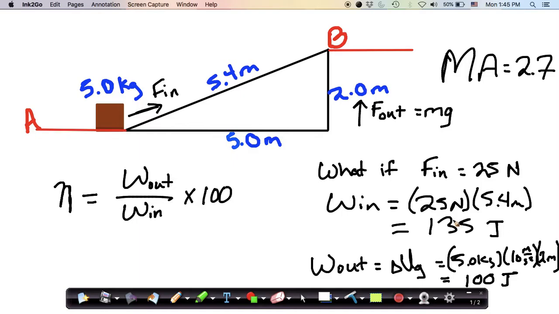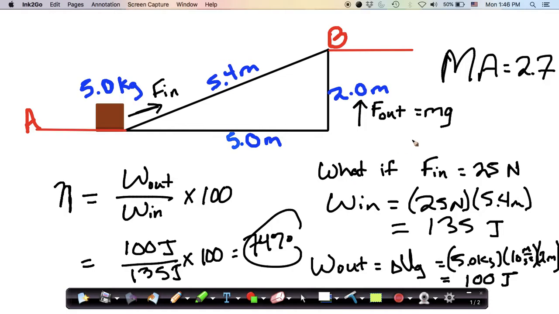But back over to this idea of efficiency, we can set up a ratio of the output work, the 100 joules of work done on the box, to the total input work done by the pushing force, which is 135 joules, and express it as a percentage to get the efficiency of this inclined plane. So that comes out to be 74%.